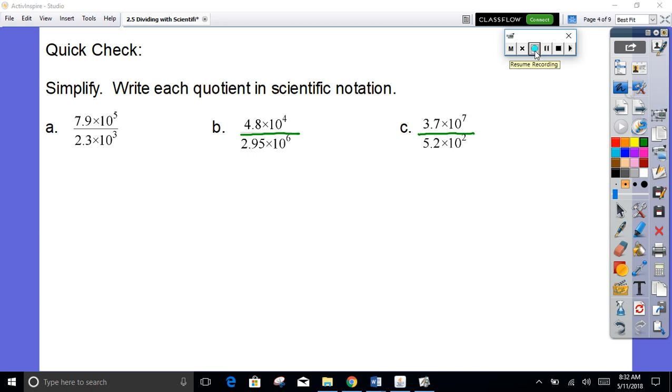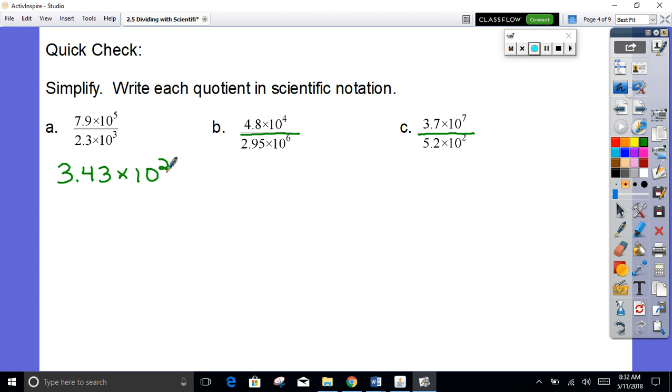So 3.4 rounded to the nearest tenth is correct. Did anyone round it to the nearest hundred? Grace? 3.43. Yeah, it's 3.43 times what? 10 to the 2nd. Good. Times 10 to the 2nd. How many of you got that?